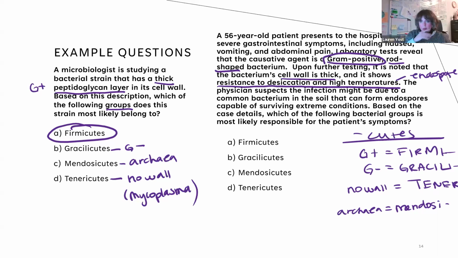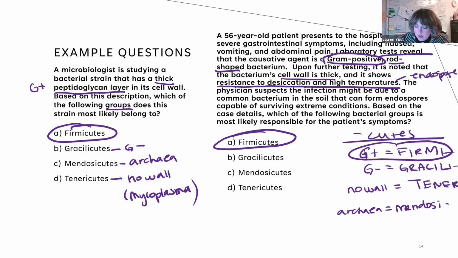Which category do our endospore formers fall into? Well, we already know that it's gram-positive because it gave it to us. But if all I gave you was that it was an endospore former, you would be able to recall that the endospore formers are all gram-positive, so they would be falling into the firmicutes. Remember, gracilicutes are gram-negative, and they're not endospore formers. Mendosicutes are no wall, which is a subset kind of the gram-negatives. But specifically, no wall is mendosicutes. Those are mycoplasmas, not endospore formers.